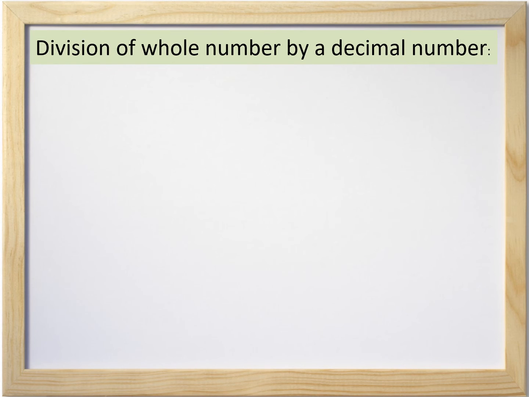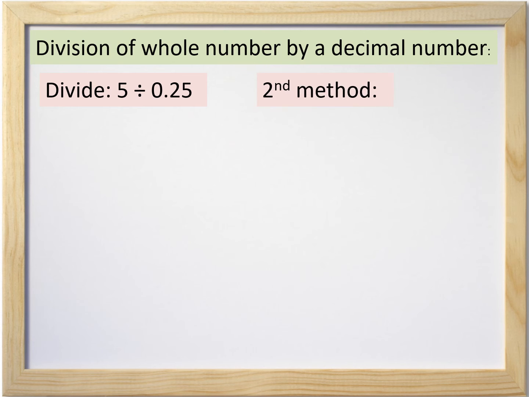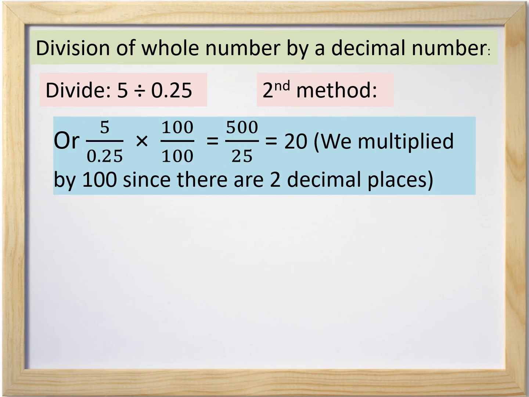Children, let us see the second method for this division. For that, we will divide the same numbers, that is 5 divided by 0.25. Now we can write 5 divided by 0.25 as a fraction, that is 5 by 0.25. Here 5 is the numerator and 0.25 is the denominator.